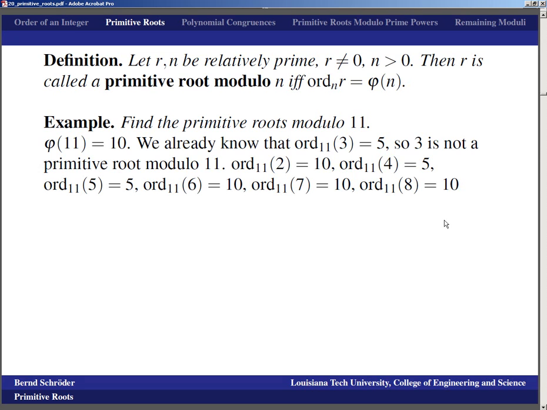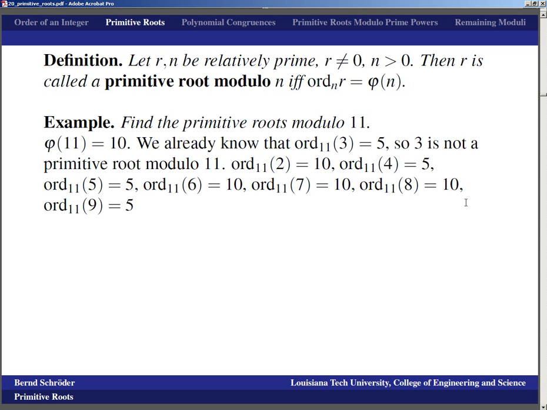Well, let's see, 8 times 8 is 64, which is 9. Times 8 is 72, which is 6. Times 8 is 48, which is 4. Times 8 is 32, which is not 1, and again we have the 5th power, and the 5th power is not 1 yet, that means it must be the 10th power.